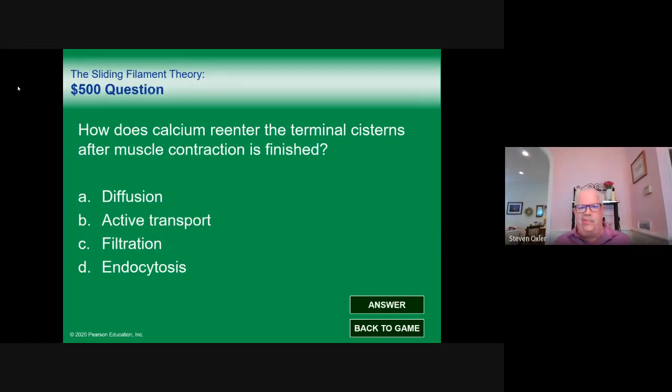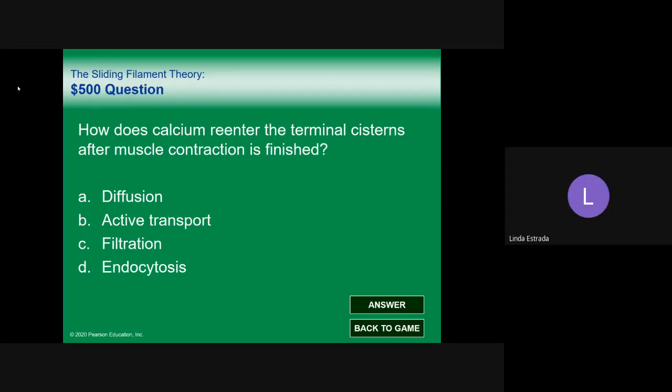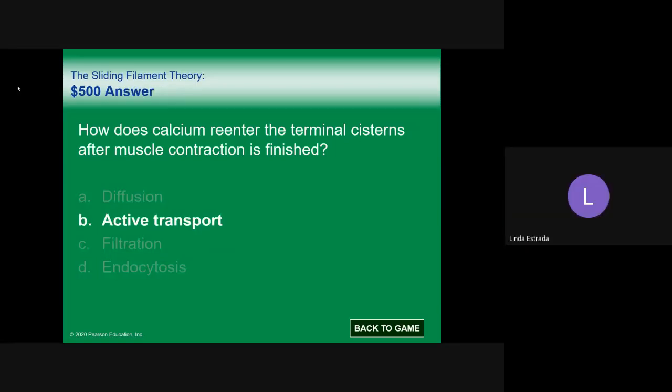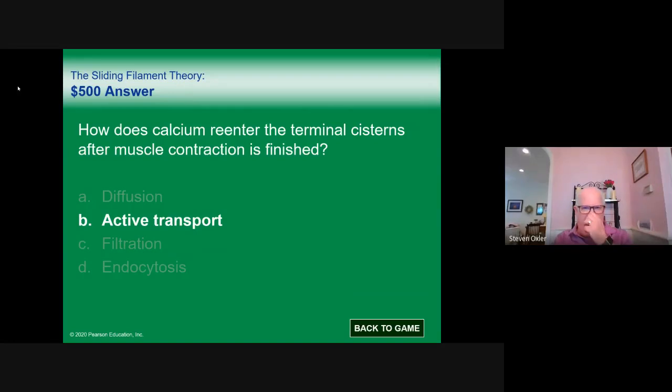How does calcium re-enter the terminal cisterns after a muscle contraction is finished? Does it need energy to get back in or not? That's the question. Oh, it does. Okay. Active. That's why it's active transport. It does need ATP. All right.